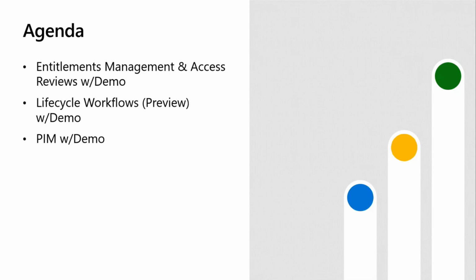And I'm also going to talk about lifecycle workflows, which Travis kind of implied exist, but we're actually going to go right into it. And finally, we're going to talk about PIM, which is probably the one that most people are familiar with, but there are some new features. There's a new feature in preview right now where PIM actually integrates with conditional access, which is something that we have been waiting for and had been requested by a lot of our partners and customers.